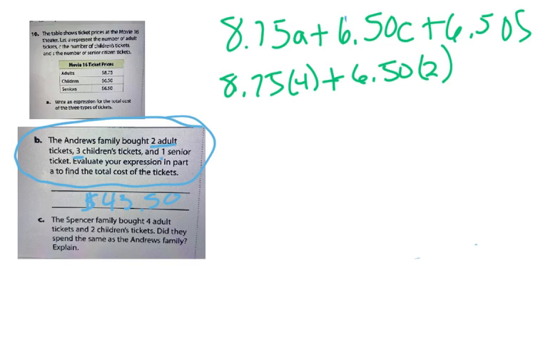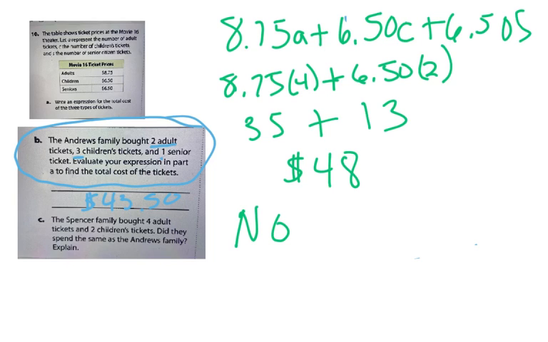And I'm going to multiply that by 4. I get $35, plus I'm going to take $650, multiply that by 2. I get $13. I'm going to add that to my 35. I get $48. So did they spend the same amount? The answer is no, they didn't.